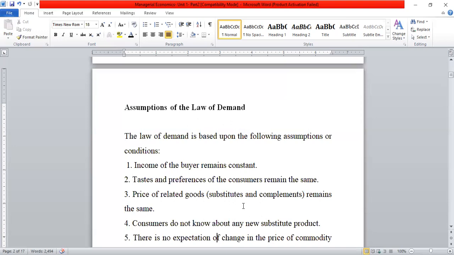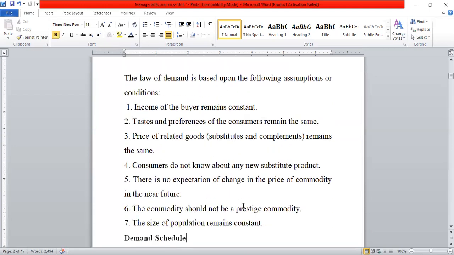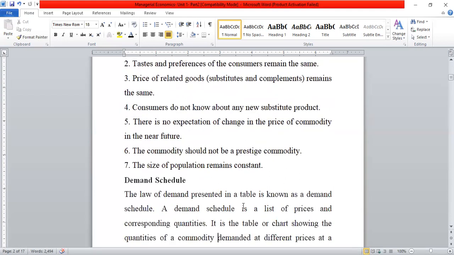Then consumers do not know about any new substitute product, and there is no expectation of change in the price of the commodity in the near future, and the commodity should not be a prestige commodity, and the size of the population remains constant.